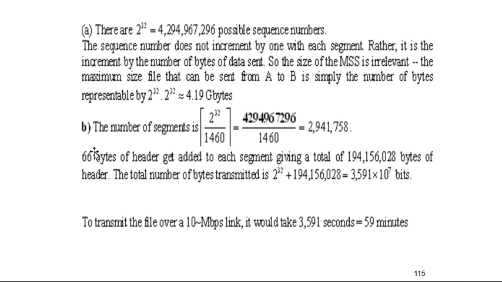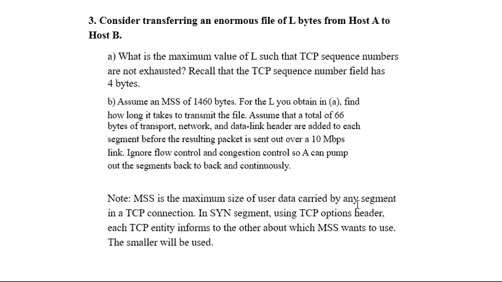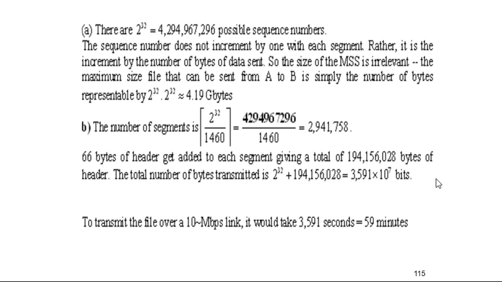Now in each segment 66 bytes of header is added, so multiply this by 66. So the total size of header plus data was 2 to the power 32 plus this number of segments into header. This is the bytes taken by total headers, and this is the total amount of data that you can transmit. So in total this many bits you can transmit. And how much time would it take? In 1 second you can transfer 10 Mbps. So how much time would it take to transfer this many bits?